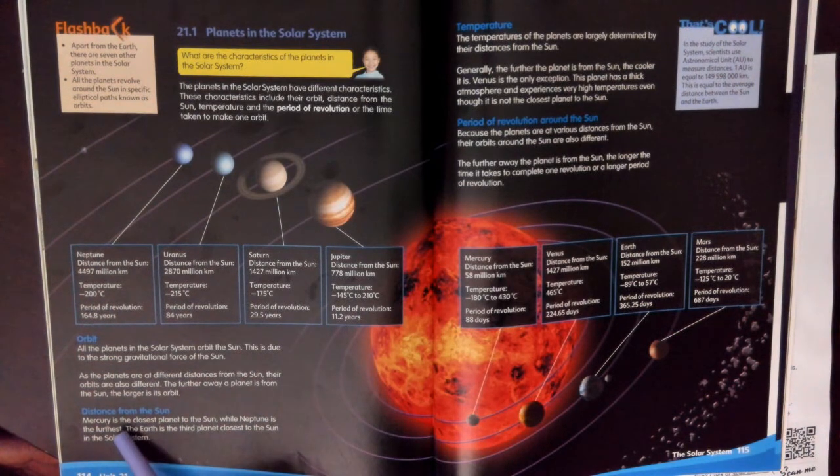Distance from the Sun. Mercury is the closest planet to the Sun, while Neptune is the furthest. The Earth is the 3rd planet closest to the Sun in the solar system.